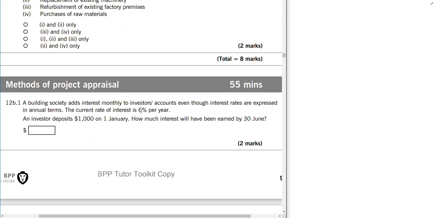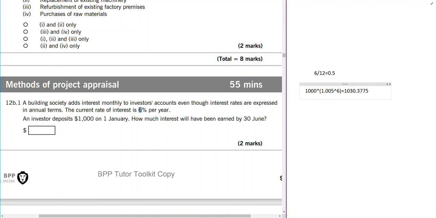Okay, so interest is 6% per annum and it is added every month. So divide by 12, it becomes 0.5%. So 1,000 multiplied by 1.005 to the power of 6, by the end of June, 6 months. So the amount would be 1,030.